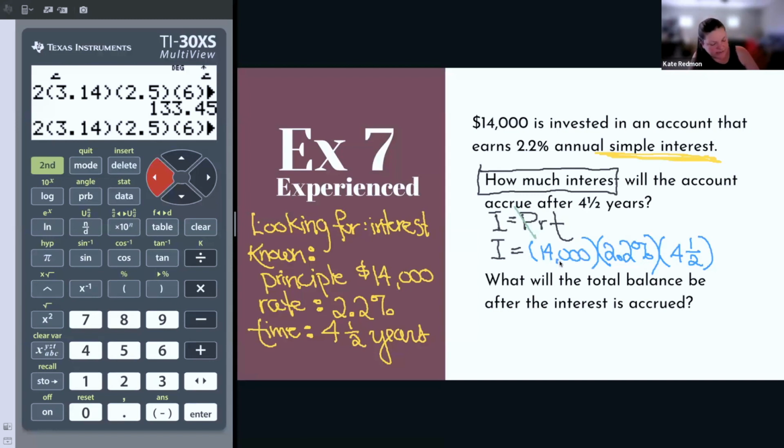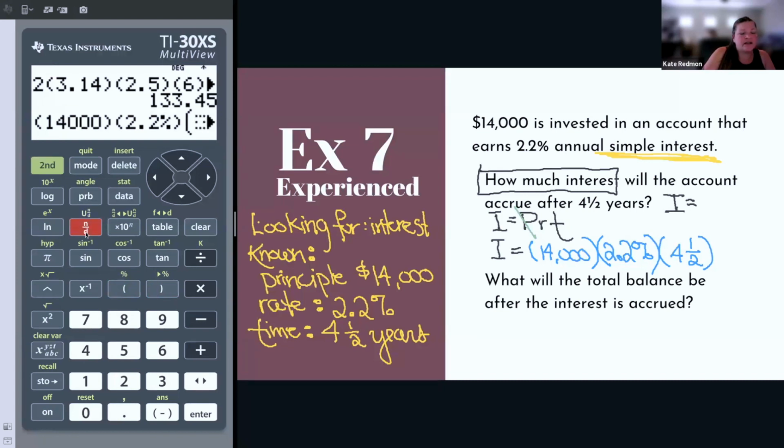All right, now what, Mason? Well, we do have everything on there. Exactly. Calculator time. Open up parentheses, 14,000. You do not need the comma. Close parentheses. Open up parentheses, 2.2. Don't forget the percent. If you forget the percent, you're not doing the math you think you are. Okay, so I'll hit the second button, the percent button, close it. And then I'm going to times that by, I need a mixed number.